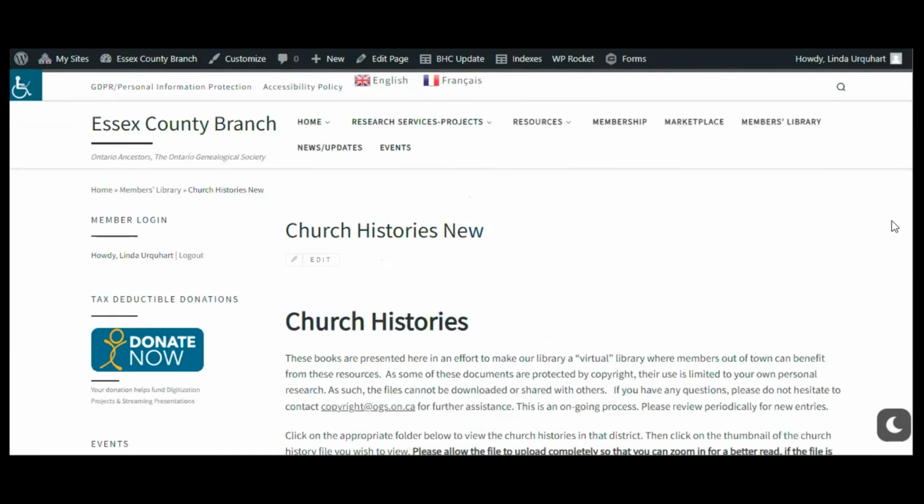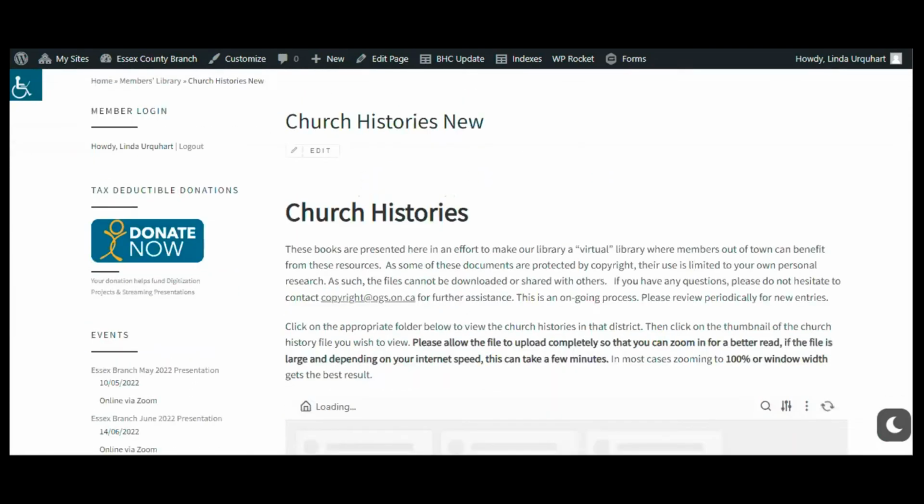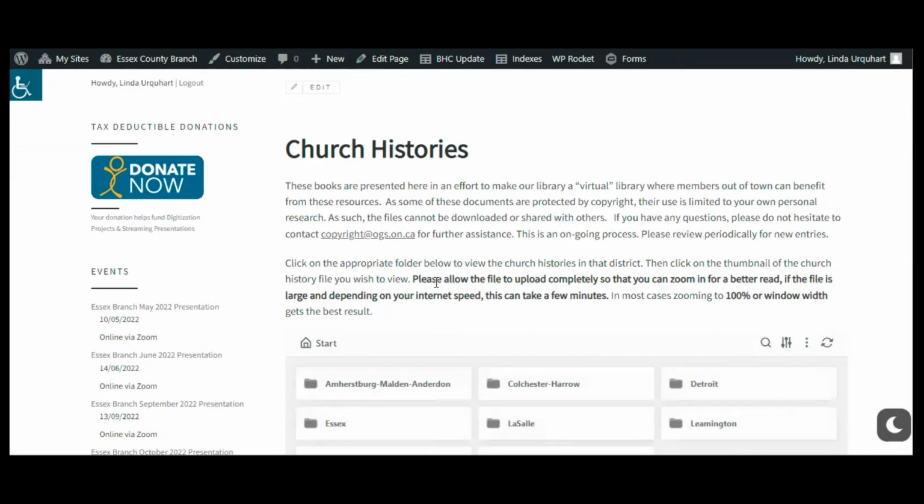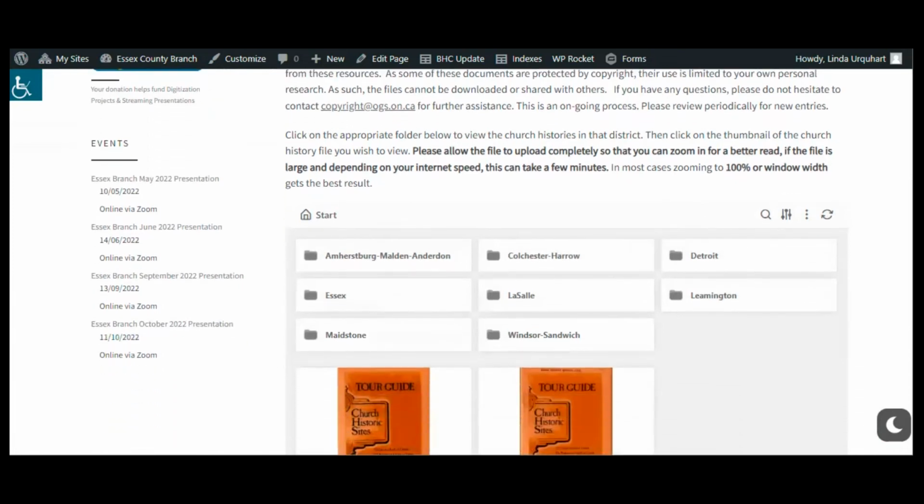So I've gone into church histories. It gives you information about what you're about to see. It also gives you instructions on how to proceed. They do say for you to allow any file that you choose to upload completely so that you can zoom in for a better read. And if the file is large, this can take a few minutes. And in most cases, if you zoom to 100% or window width, you'll get the best result. So I'll just give you an example of that.